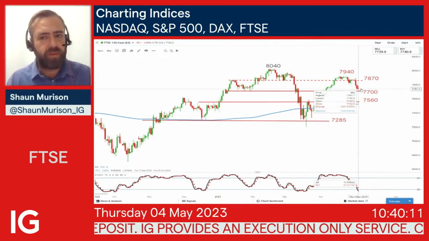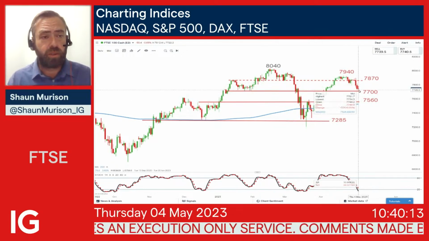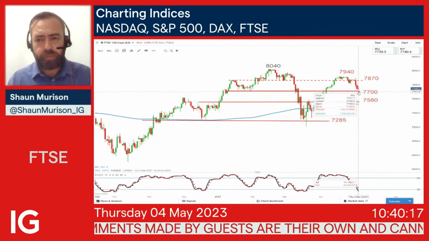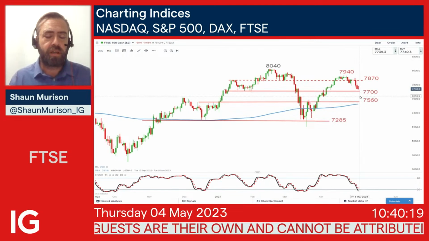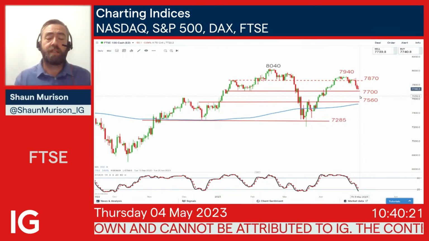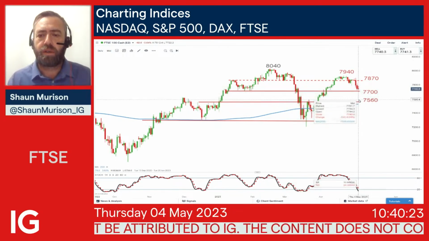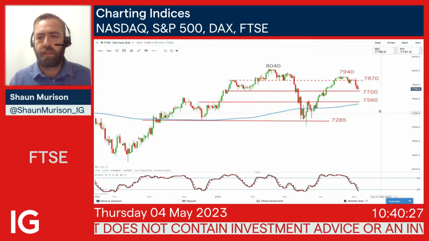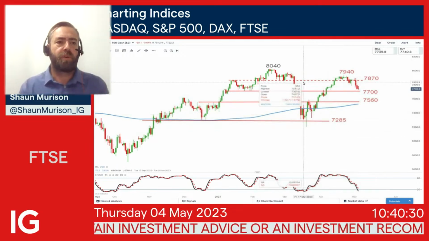Now, failure to do that, so we don't get a bullish reversal, we break below that 7,700 level, like I said, we'd like to use a close below that level as confirmation, and we start targeting the next level of support at about 7,560. All right, let's look over some commodities now, and starting off with Brent crude oil.